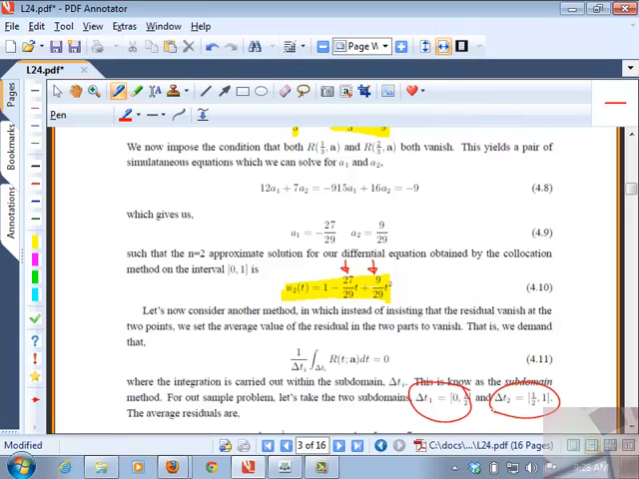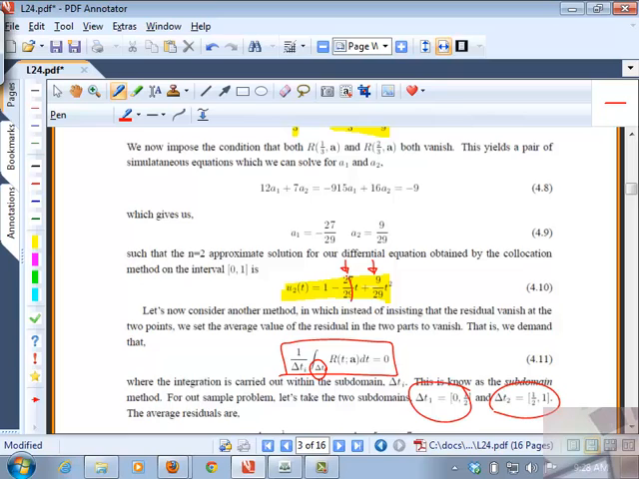The answer is no. The reason is when I'm doing this, I'm splitting my integration into each one of those subdomains, but the function itself is valid over the entire domain. The function is not limited to that subdomain. That's the main difference between the finite element method and this method. So this function that you will get with a new coefficient will be valid over the entire range t equal to 0 to 1.